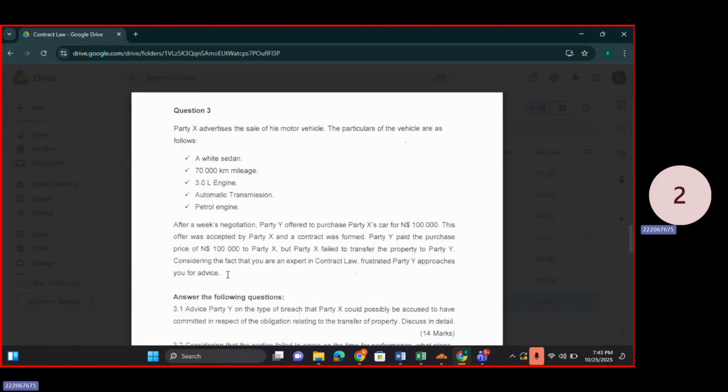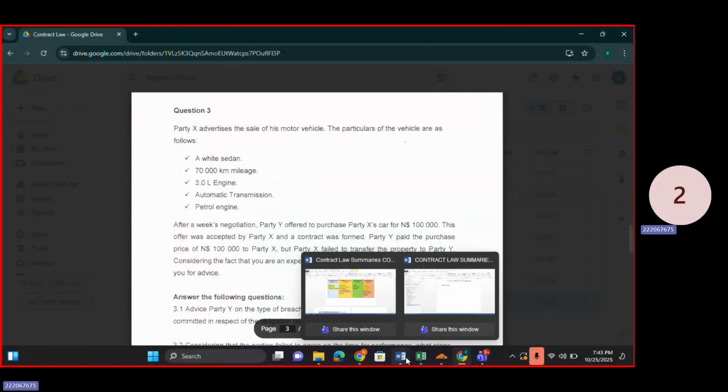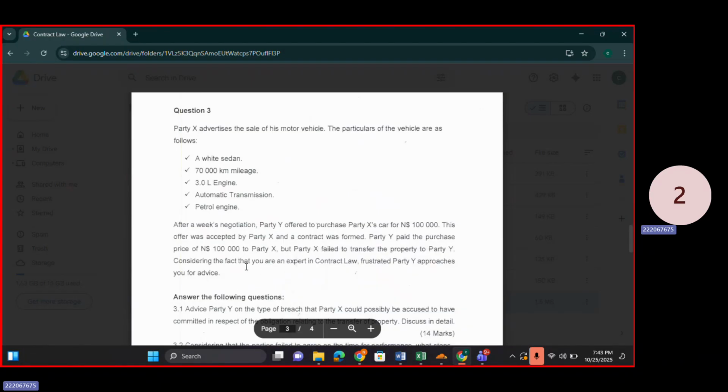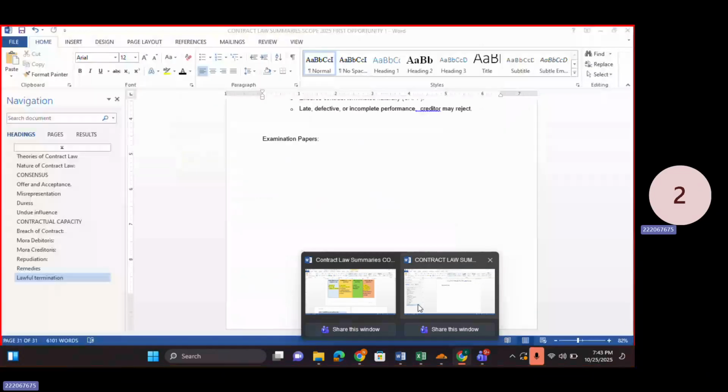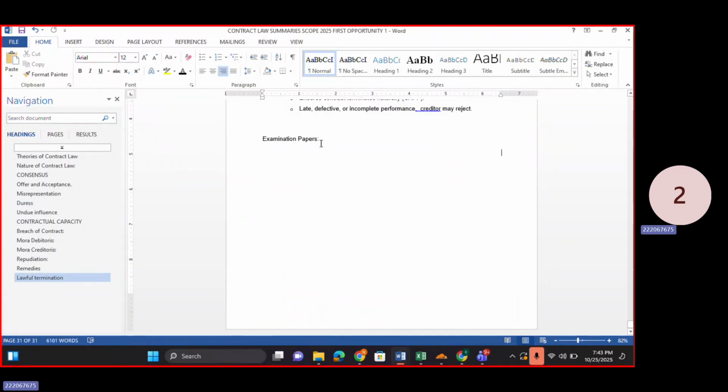Party Y paid the purchase price of 100,000 to Party X, but Party X failed to transfer the property to Party Y. Considering that you are an expert in contract law, frustrated Party Y approaches you for your advice. So the first thing that we need to do here is identify the topic. You can see the topic is breach of contract.